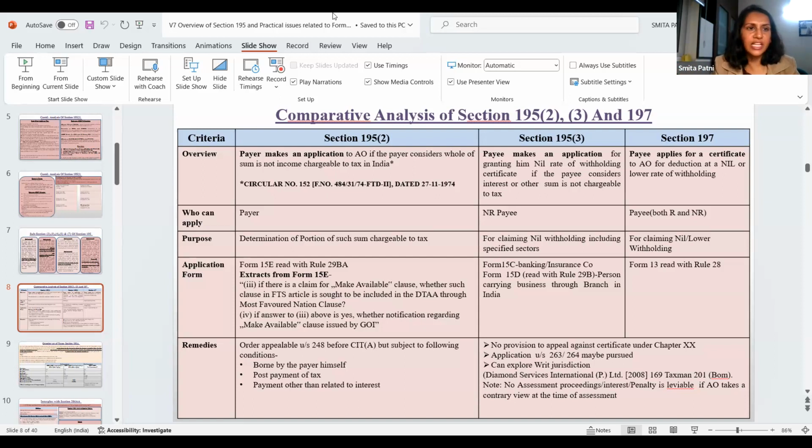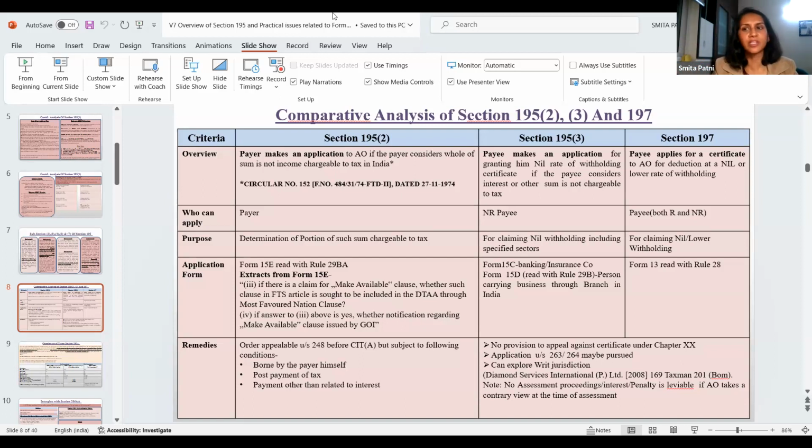I will come to this 15E later on when I discuss MFN, but 15E is to be filed by 195 too. At the time, 15E is a form which is to be filled by the payer while applying for 195 subsection 2. And for the rest of the sections, I've already said 195 3, subsection 3, 15C, 15D.